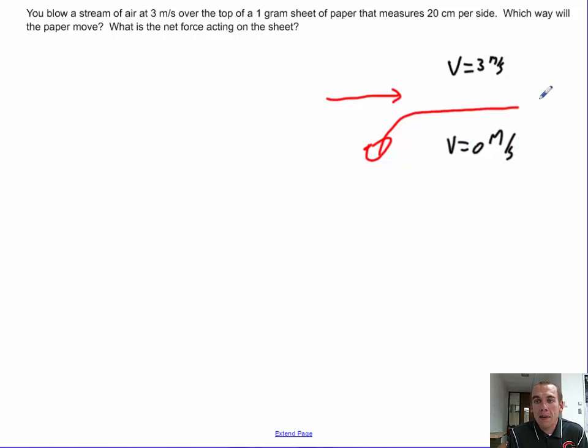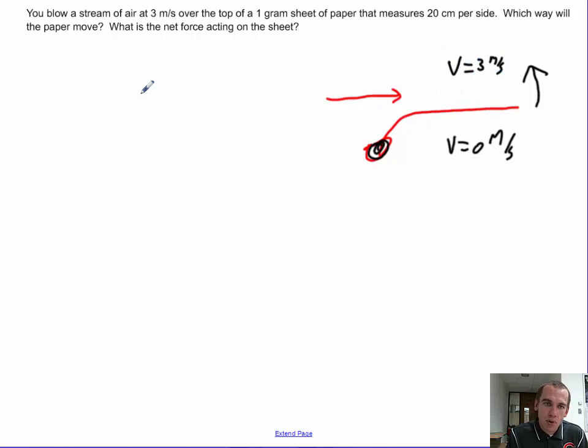So the paper is going to move up, and you can try it. You can grab a sheet of paper, blow over the top of it, and you'll see that it will move up. Now, I want to know the net force acting on the sheet. Before we blow on it at all, you're supporting it and gravity's pulling down, and those two cancel out. So all I want to know is the differential from the pressure acting on this sheet of paper.